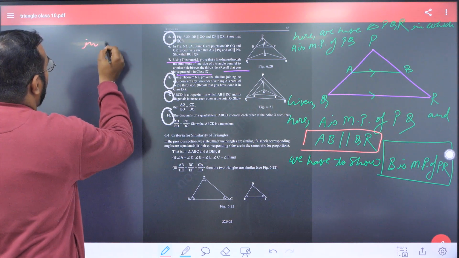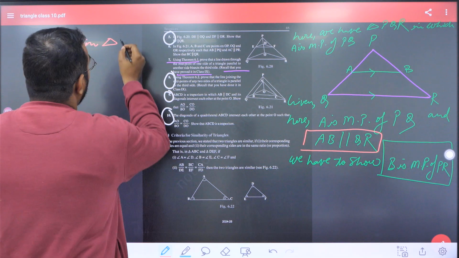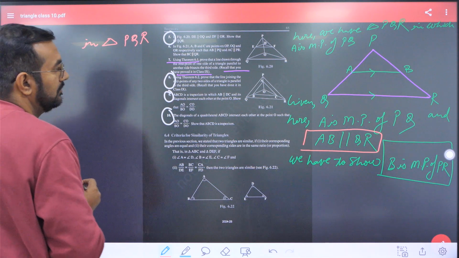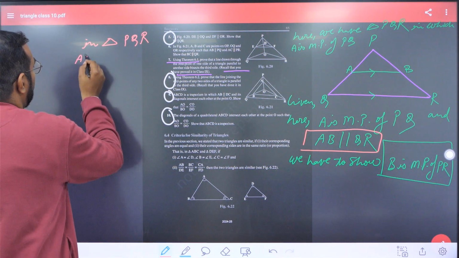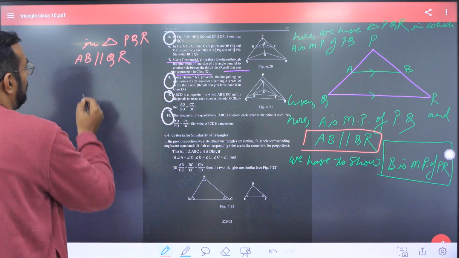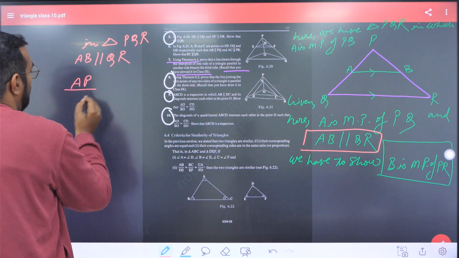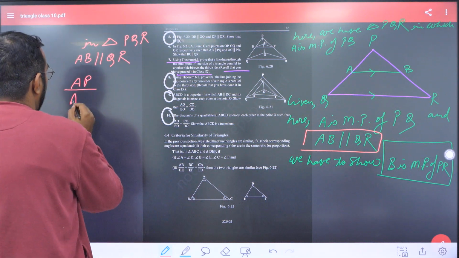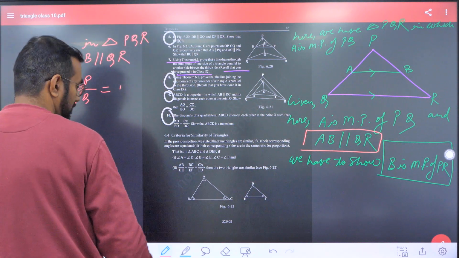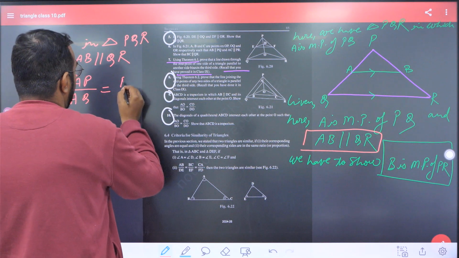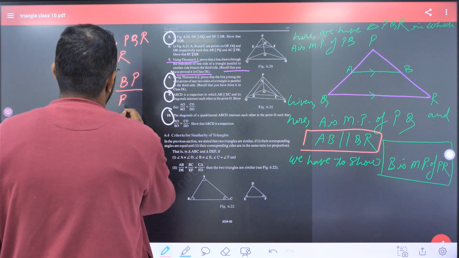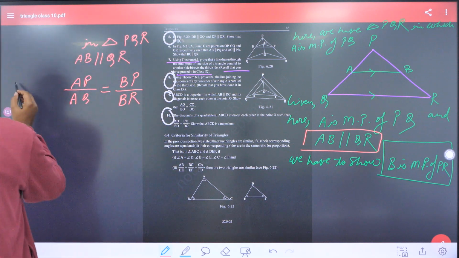In triangle PQR, AB is parallel to QR. So we can write AP upon AQ is equal to BP upon BR, by BPT.